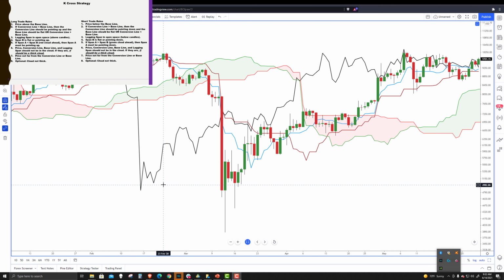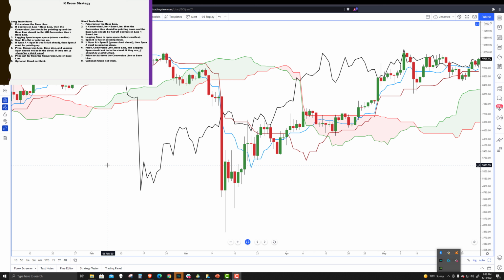So for a long setup, what we look for is price to be above the baseline, and we want the conversion above the baseline, but if it isn't, then the baseline should be flat and the conversion line should be sloping up. And we also have the lagging span should be in open space, meaning it's above the candles. Span B should be flat or pointing up. This seems like a lot of rules, but after a while, you're just going to be able to glance at it and go, oh, okay, this is okay to do. This isn't okay to do.